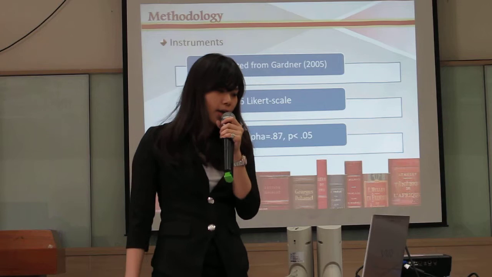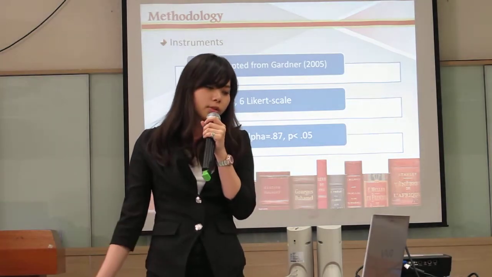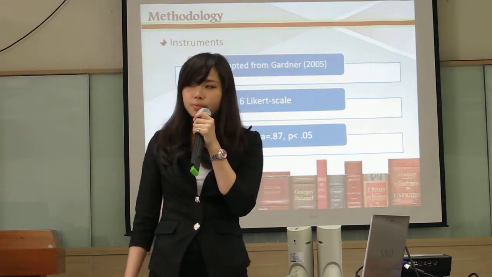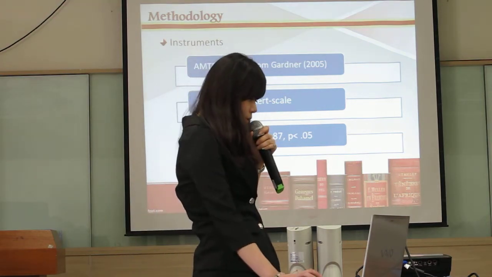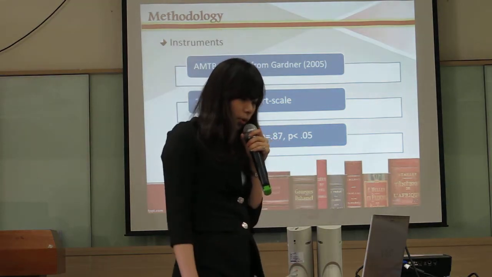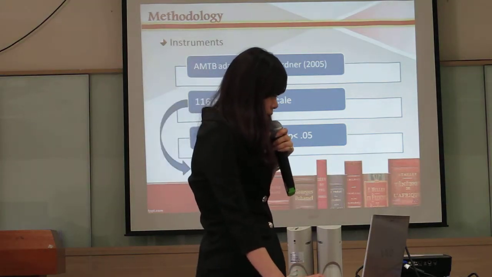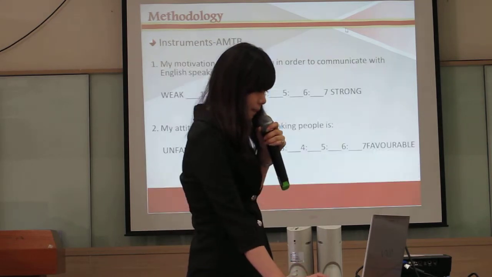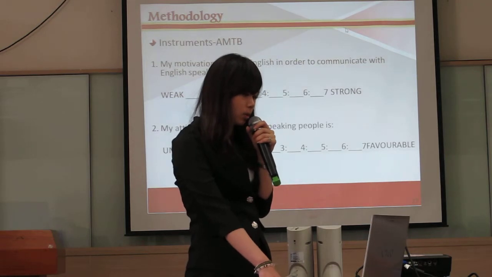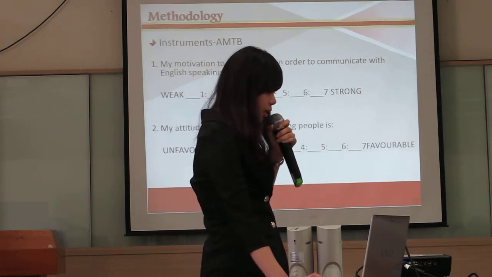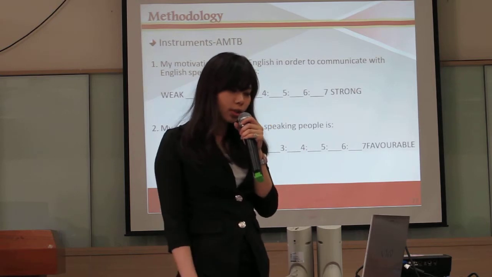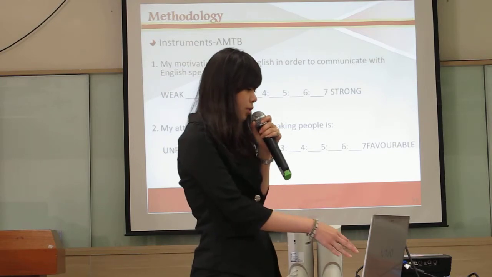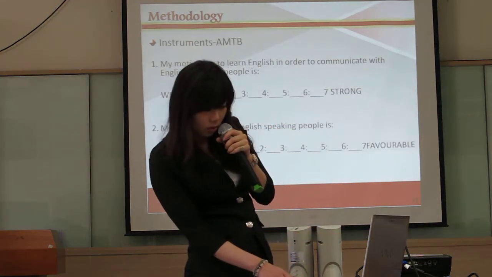And the AMTB instrument is adapted from Gardner. This instrument has 116 items and a 6-point Likert scale. Cronbach's alpha is 0.87. And in this part, I just used 12 questions. You can see the first question, such as, my motivation to learn English in order to communicate with English-speaking people is, where 1 means weak and 7 means strong.